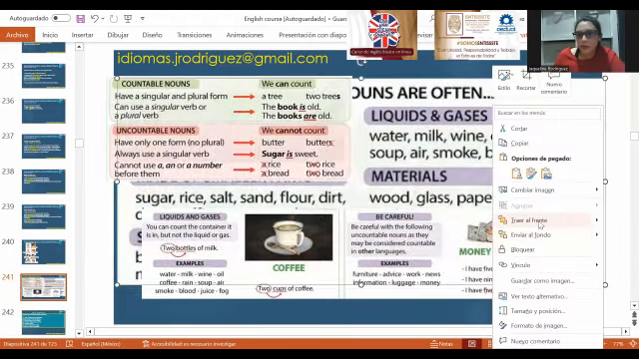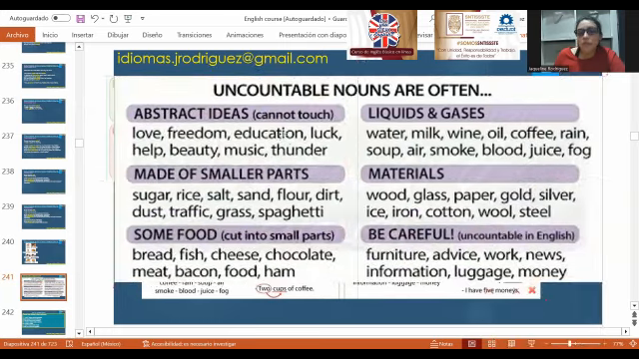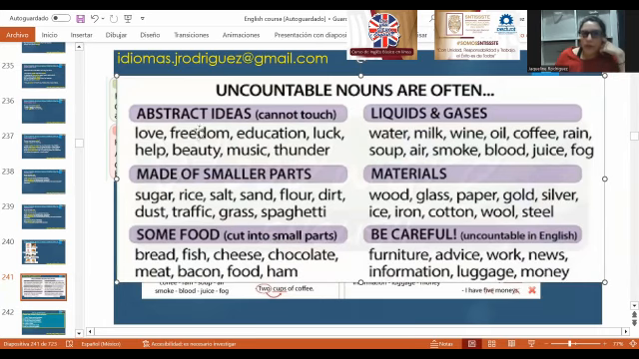Okay, here we have some other examples of uncountable nouns, ¿no? Aquí tenemos como más ejemplos de uncountable nouns. First, abstract ideas for things that we cannot touch, like love, freedom, education, luck, hope, beauty, music, thunder. ¿No? Todas estas cosas que no podemos tocar son uncountable nouns y son como ideas abstractas. Things that are made of smaller parts. Cosas que se hacen de cosas muy pequeñas, like sugar, like rice, like salt, like sand, like flour, like dirt, dust, traffic, grass. Spaghetti. Okay, todo esto es uncountable too.